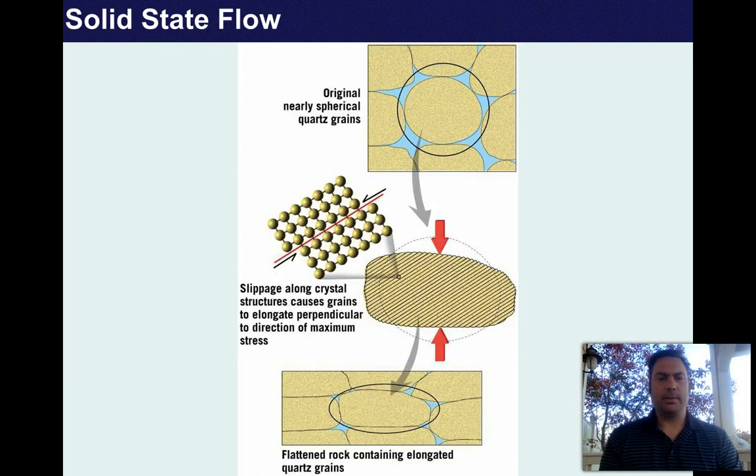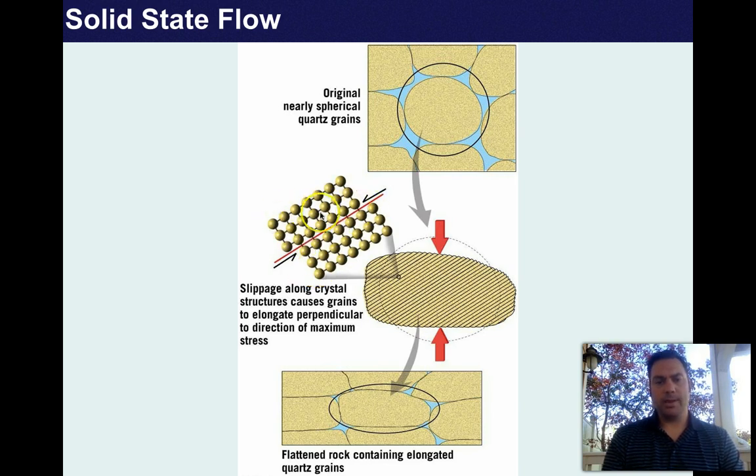Here we see another example of this, solid state flow, where we have a mineral grain and the preferred orientation of stress is straight up and down. And so to accommodate this and to squish out of the way, the quartz crystal in this case, say this is a sand grain, quartz sand, it starts to shear. Now remember that quartz doesn't have really good cleavage. It has very poor cleavage.